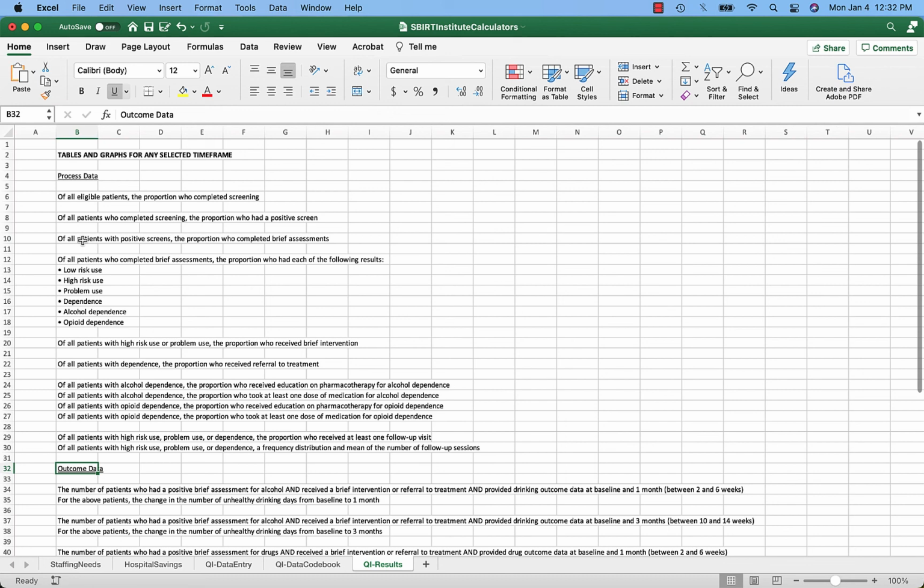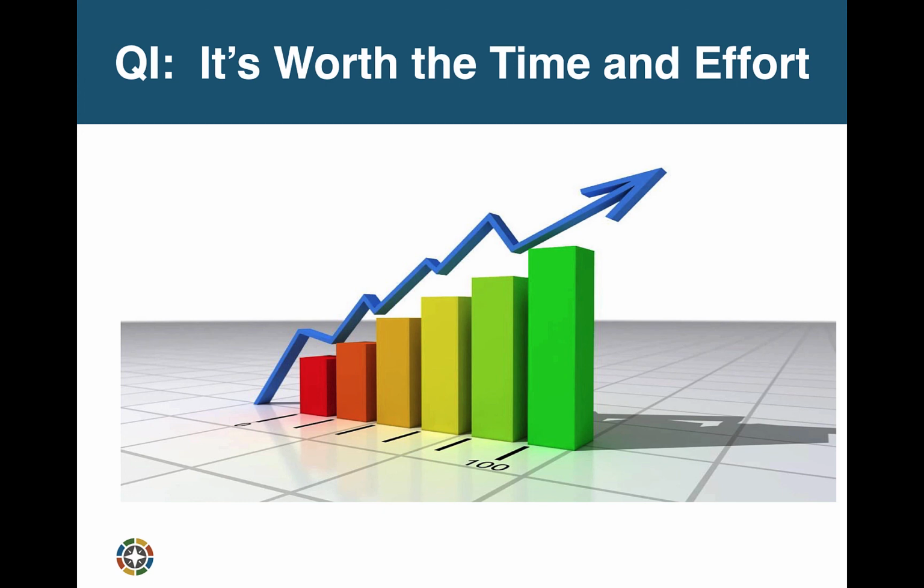Yes, it will take significant staff time to enter data on each patient. I hope you'll agree that it would be well worth it. In my experience working with several dozen primary care sites to implement SBIRT, this is by far the best way to objectively assess and improve program performance, document program reach and effectiveness, and generate strong evidence to support program sustainability.